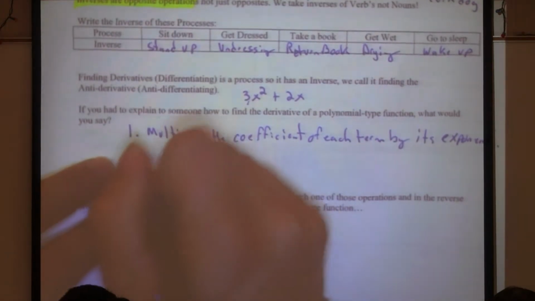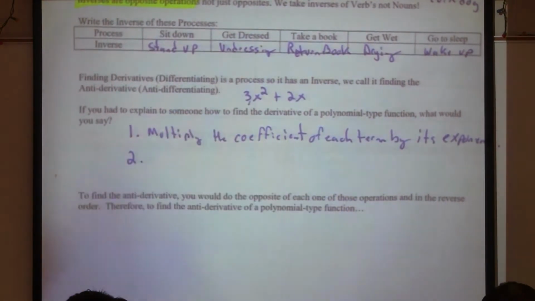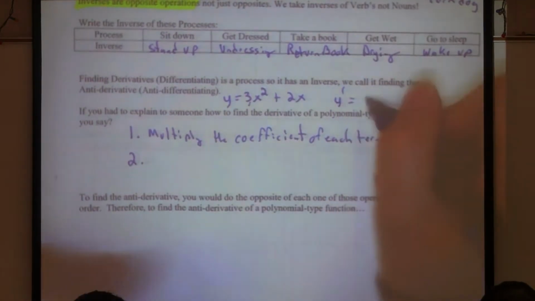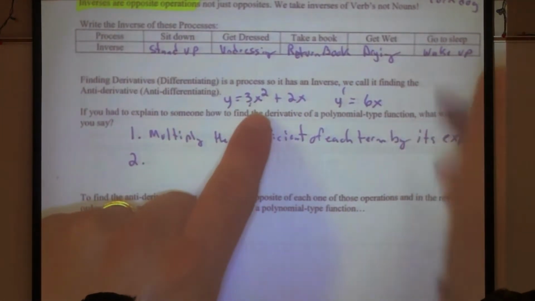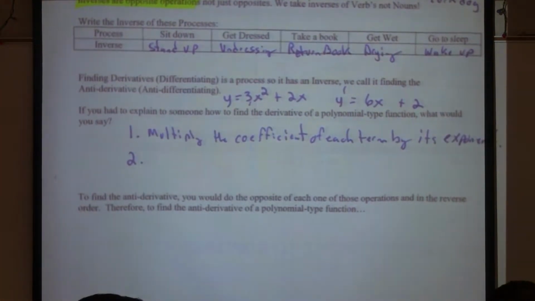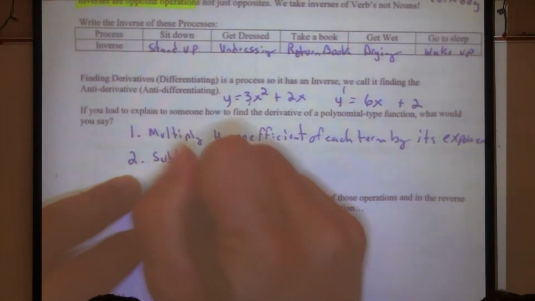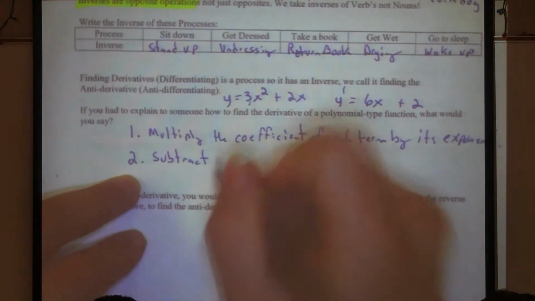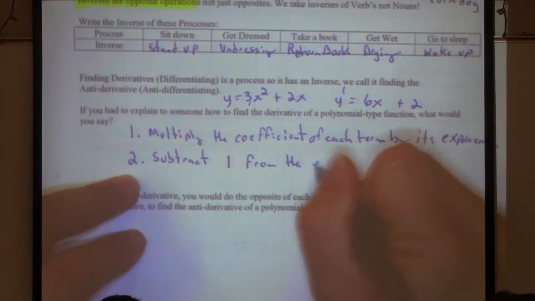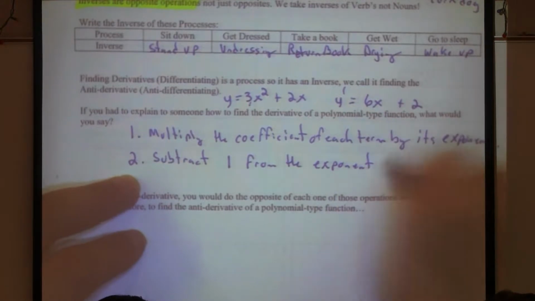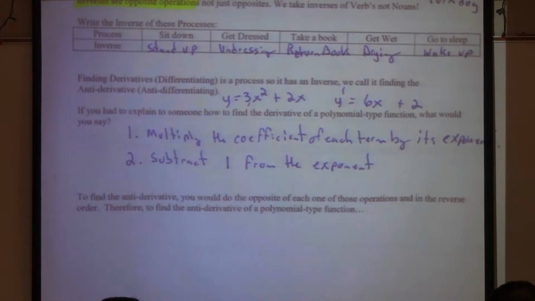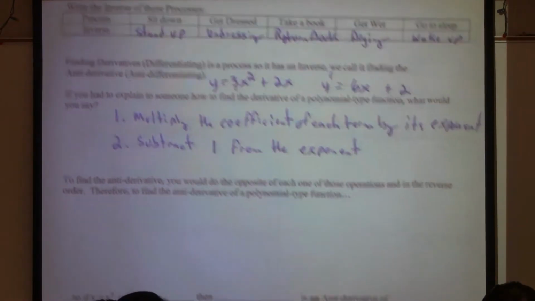Alright, so after I multiply, what do I do? So if this is y, then y prime we said would be 6x, and then this one would be plus 2, right? What would I do? Subtract what? 1 from the exponent. So this would become 6x plus 2, just like I said there, right? You take away 1 from 2, and 1 from 1 becomes 2.